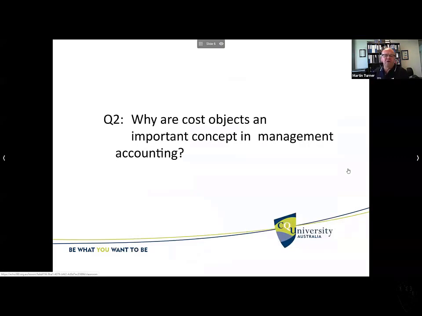Second question, why are cost objects an important concept in management accounting? So we just said that this concept of where one aspect of a firm we want to know its costs. Why is that such an important concept?